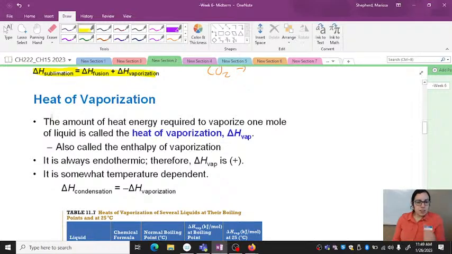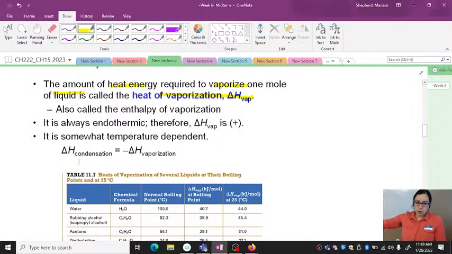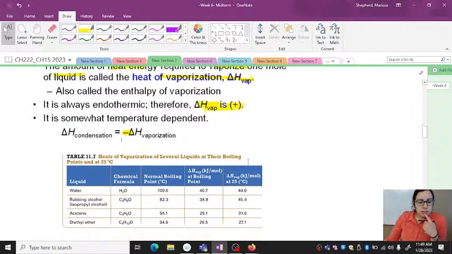And so now looking at heat of vaporization. The heat of vaporization is just the amount of heat energy required to vaporize 1 mole of liquid. Going in the forward direction, it always requires energy to be added, so our delta H of vaporization is positive. If you're going in the reverse direction, from gas to liquid, that would be condensation, and that's equal to the negative of the heat of vaporization. So pretty straightforward.